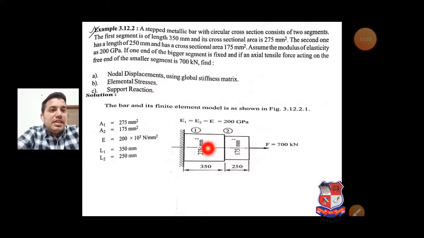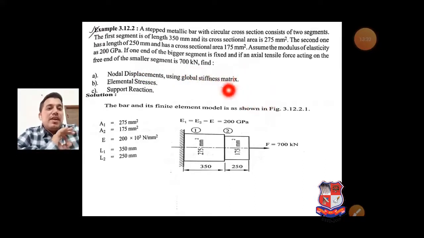So here E1 is equal to E2 is equal to E. If they had said that the two metallic bars have different materials, then the properties E1 and E2 would change. Here it is the same material, that's why E1 is equal to E2 is equal to E. Now, one end of the bigger segment is fixed, and the axial tensile force acting on the free end of the smaller segment is 700 kilonewton.